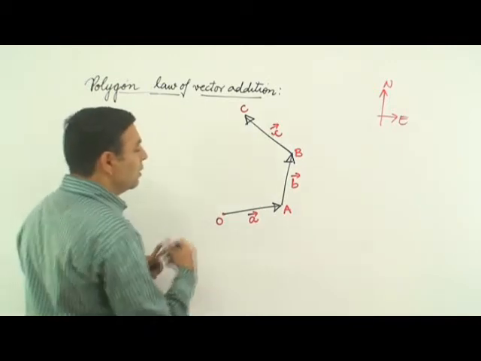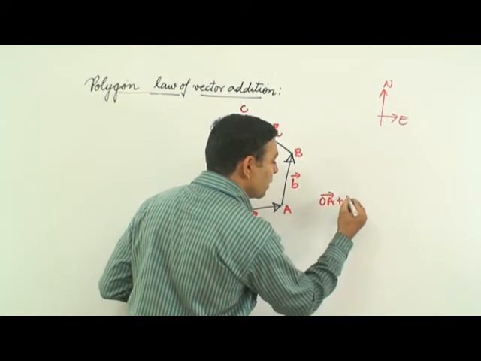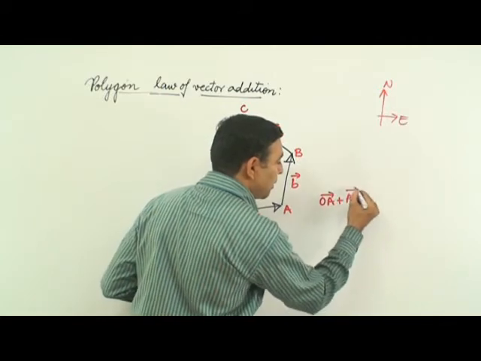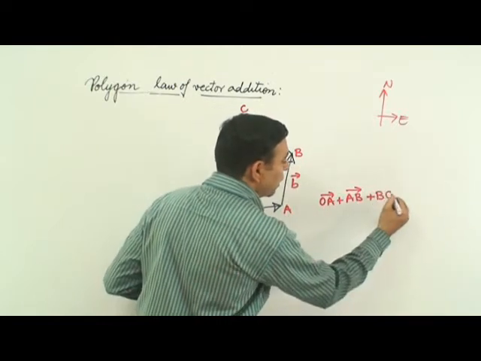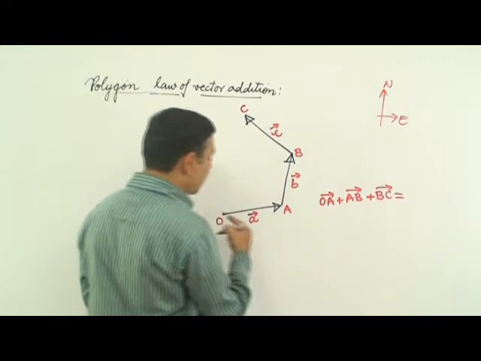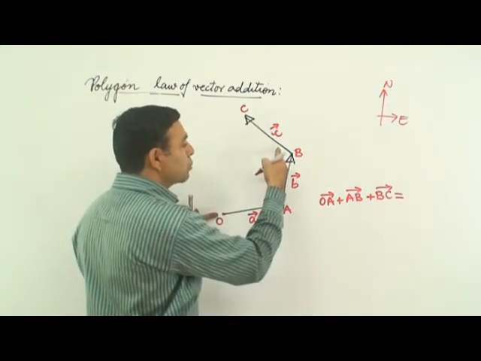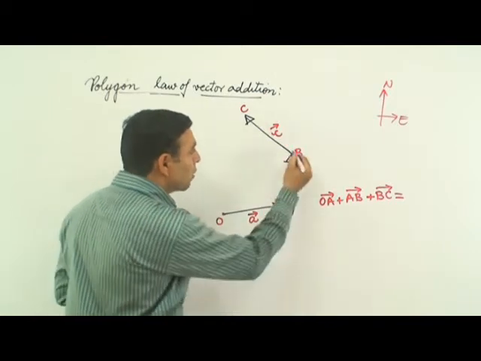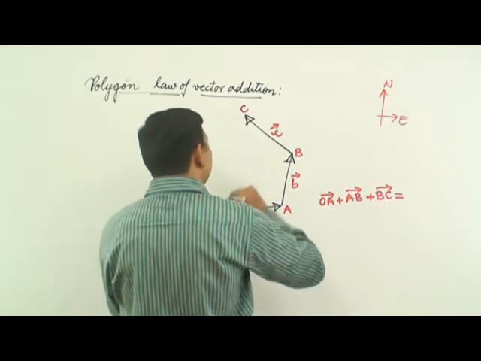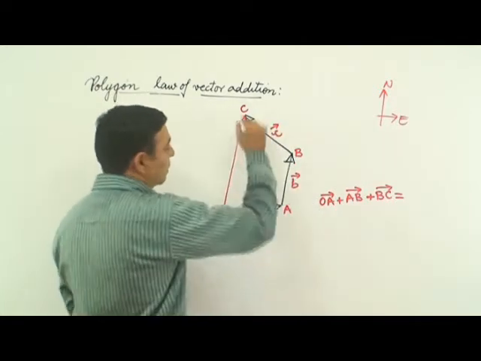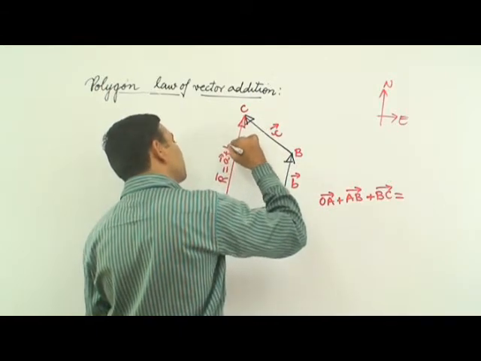It's something like this: OA plus AB. Mind you, vector AB is nothing but small b, this vector, and then BC. We are writing all these vectors in order: tail-head, tail-head, tail-head. The second vector should start where the first ends, and the third should start where the second ends. In that order, when you place them, this is the resultant. This is the vector A plus B plus C. This far you are from your residence.